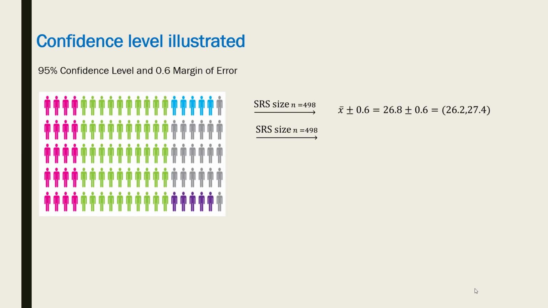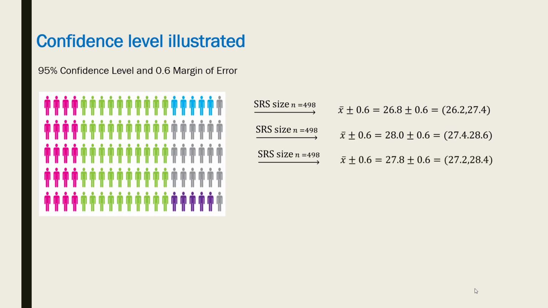We take another sample, the same sample size. Again we find the x bar of that sample, in here 28. Then 28 plus or minus 0.6. Then you can have the confidence interval for that sample. Similarly, we take several samples, simple random samples, many simple random samples, and then we have a confidence interval for each simple random sample.